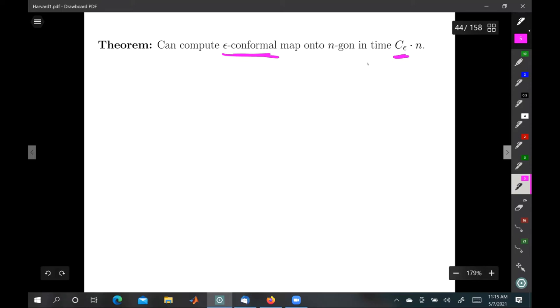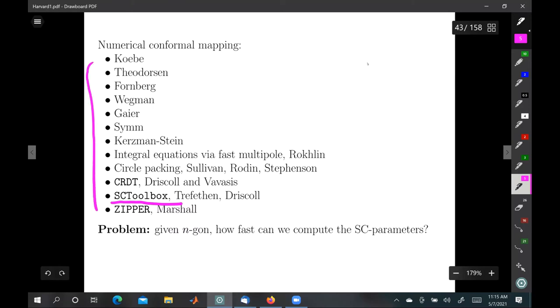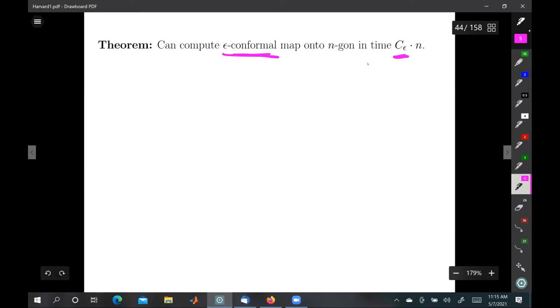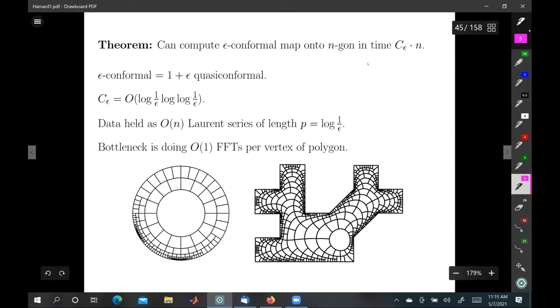I might mention it's not a practical linear time algorithm. Probably most of the things on the previous page, most of these things would be more practical than what I'm going to outline for you. But I think there's some pieces of it which are practical and that I'm going to try to describe. Okay. Now, epsilon conformal technically means 1 plus epsilon quasi-conformal. I'm going to explain what that means in following slides.